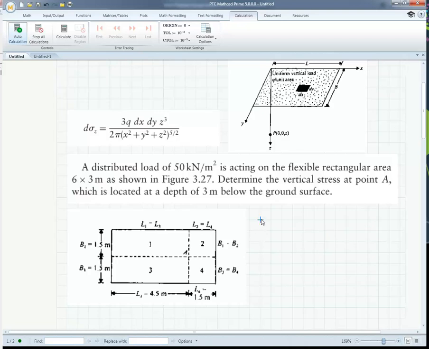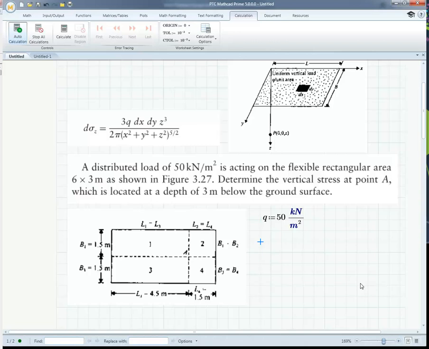So let's put in some of our givens here. Q is equal to 50 kilonewtons per meter squared. This came out of Das, Advanced Soil Mechanics, 3rd edition. So Q is 50 kilonewtons per meter squared, or 50 kilopascals. In this particular problem, we have a rectangle, and we want to find the stress at a depth of 3 meters below point A. And point A is 4.5 meters in the x direction and 1.5 meters in the y direction.